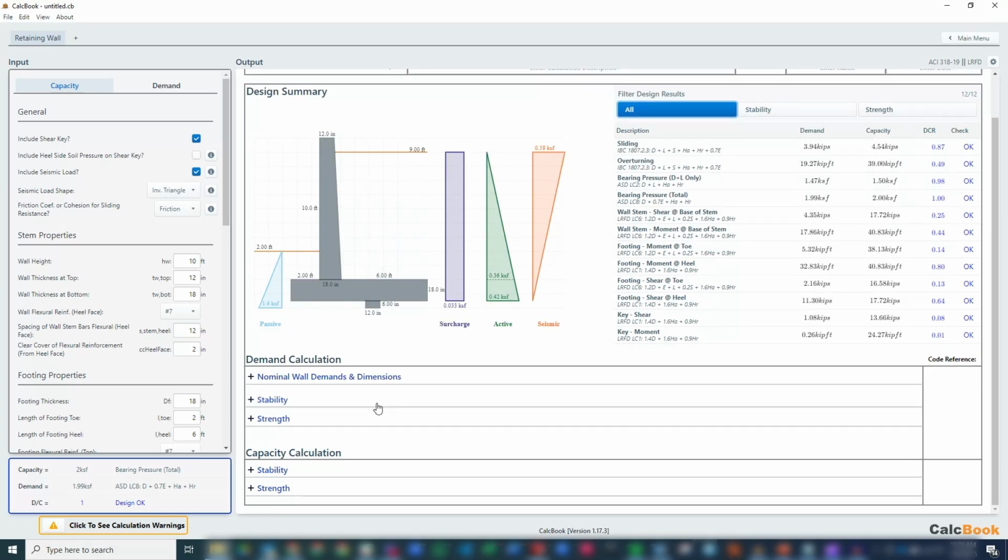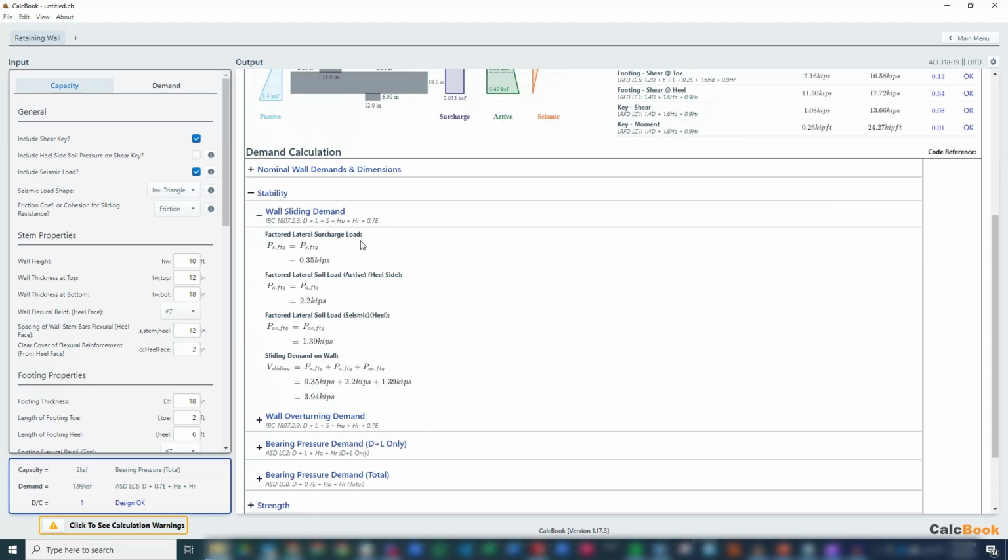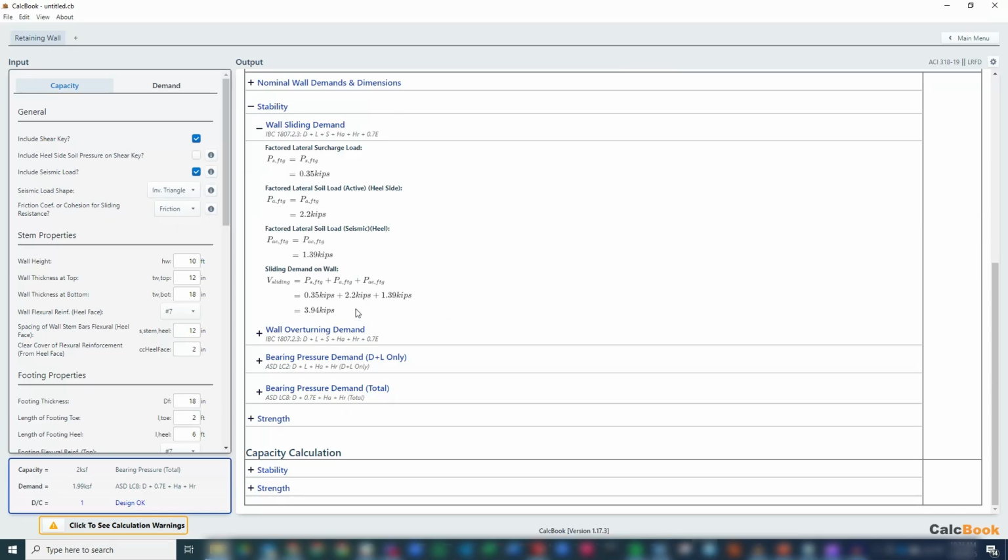And then, like our normal layout, we've got our stability demands here. So if we want to look at our detailed calculation for our wall sliding demand, we can open up that section and we can look at our surcharge loading and our lateral seismic and that sort of thing and figure out what the total demand is from our lateral loading.